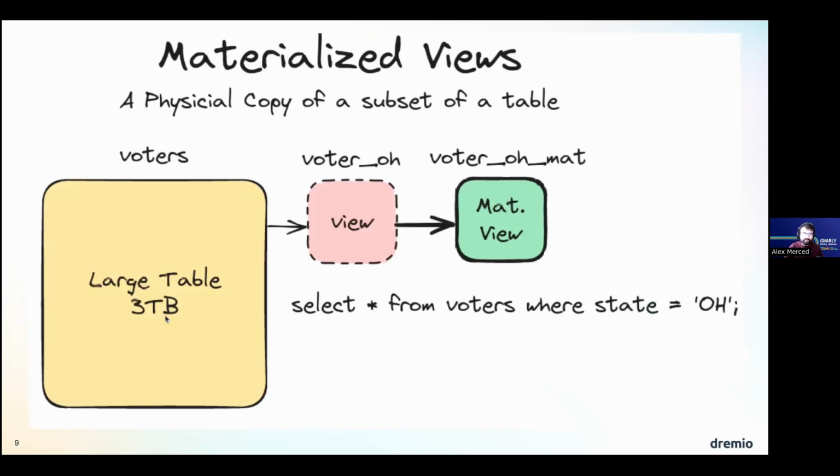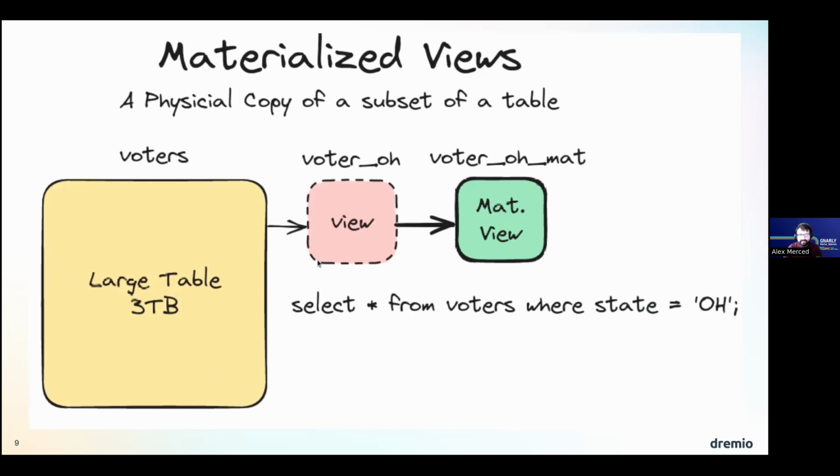So let's pretend that we have a 3 terabyte table called voters, a table of voter data. And maybe right now operatives in Ohio are doing a lot of voter analysis to plan canvassing efforts. So we create a view. A view is a logical view, meaning it's not a copy of the table. It's essentially a pre-programmed SQL statement, a query I have pre-saved, but I'm still running the query against the original set of data. So I have this view for just the voters in Ohio, and we named the view voter_Ohio.